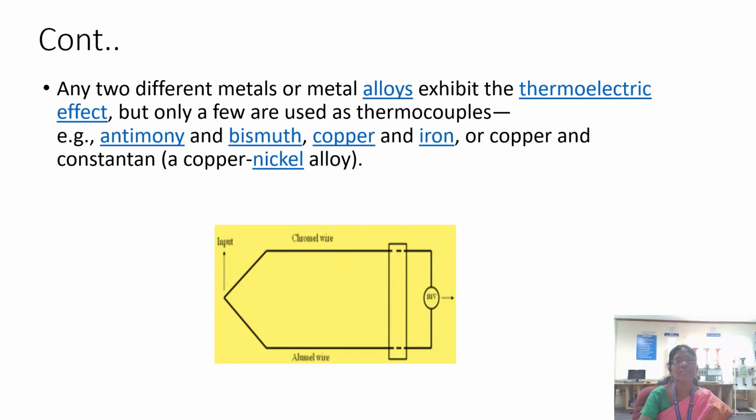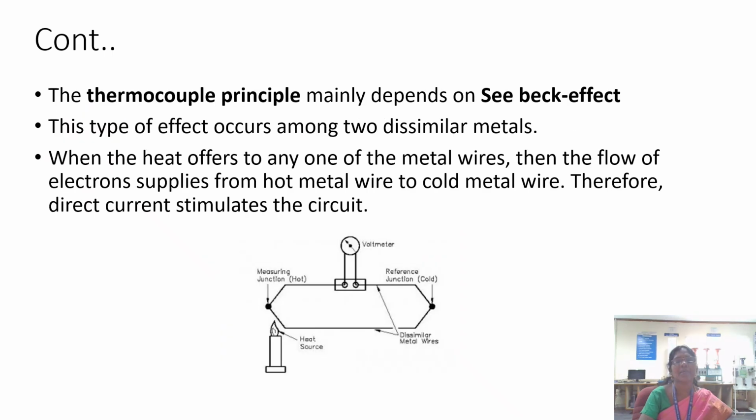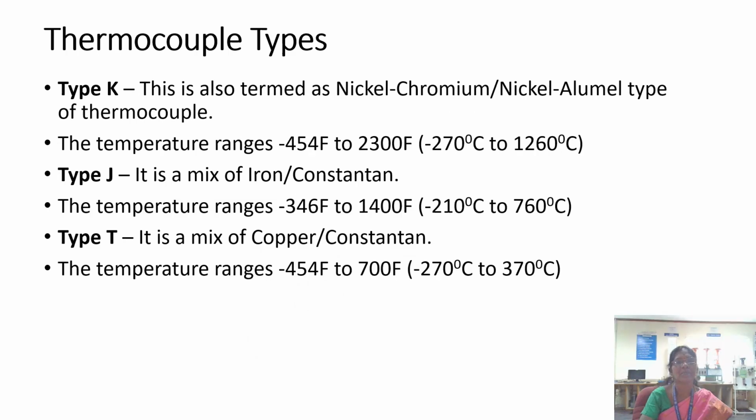Any two different metals or metal alloys give a thermoelectric effect, but only a few are used as thermocouples. Examples are antimony and bismuth, copper and iron, or copper and constantan. The thermocouple principle mainly depends on the Seebeck effect. This effect occurs between two dissimilar metals. When heat is applied to any one of the metal wires, the flow of electrons goes from the hot metal wire to the cold metal wire. Therefore, a different current is stimulated in these groups.